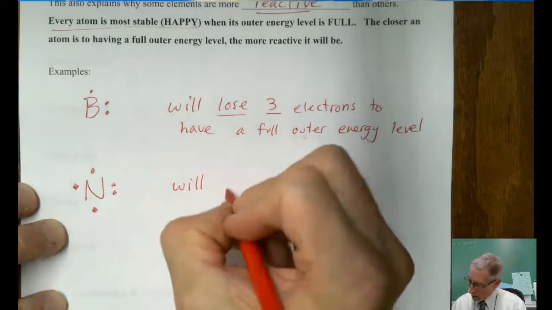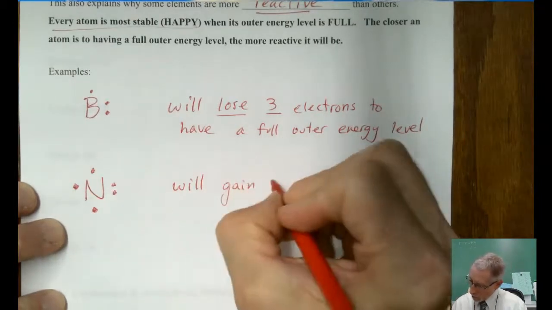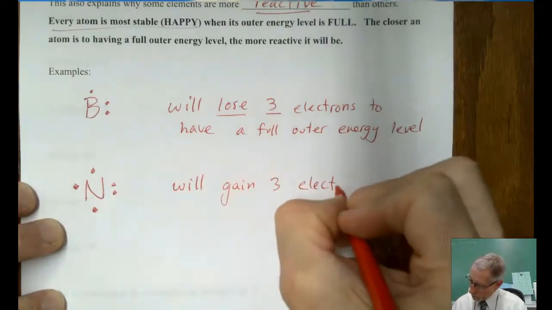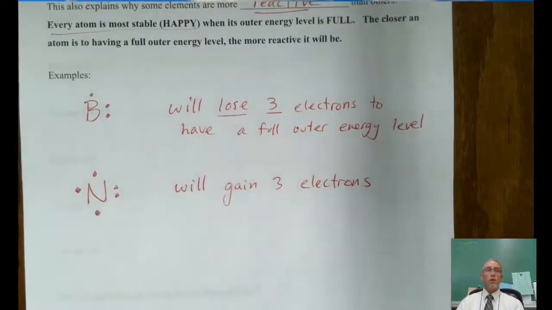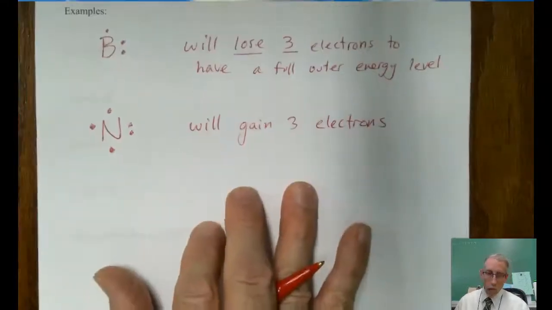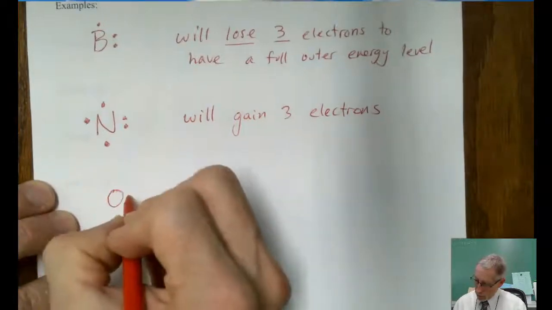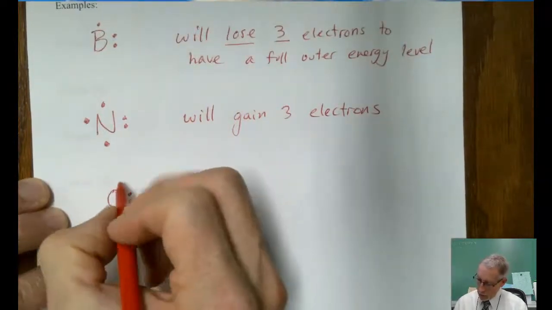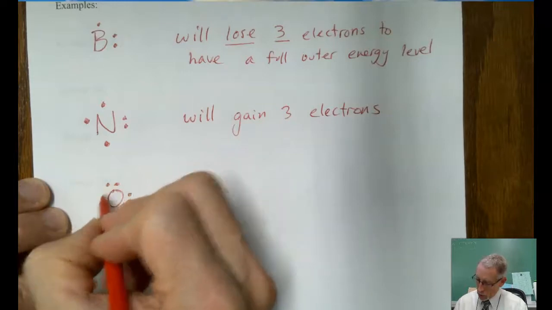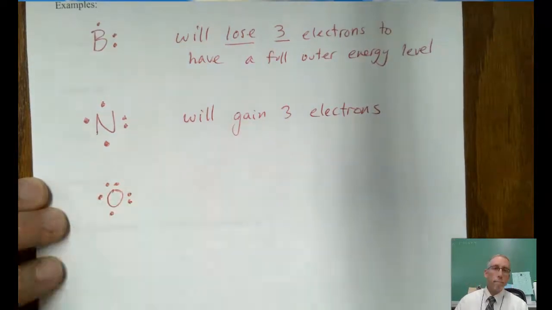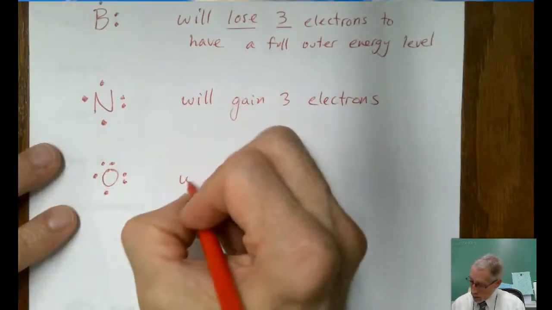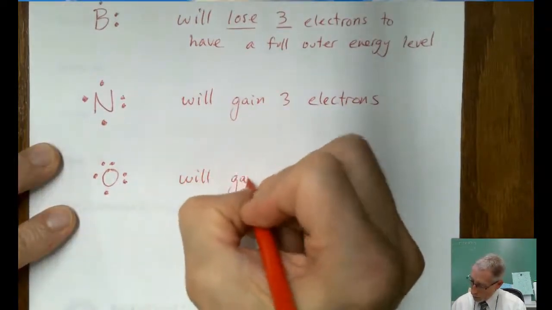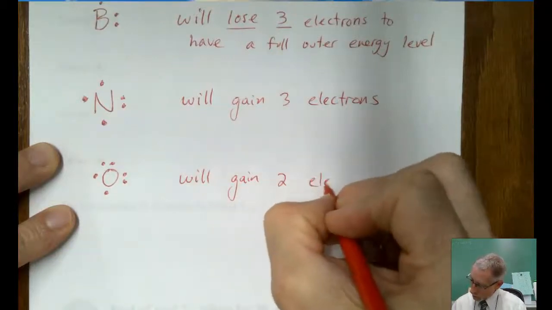Nitrogen will gain 3 electrons in order to fill its second energy level, okay? And what about oxygen? Oxygen, if you look back at the previous page, started with 6. And so it is only 2 away. So it will gain 2 electrons.